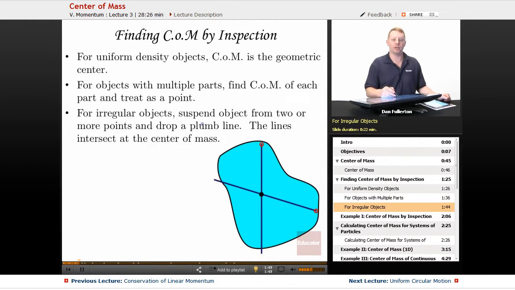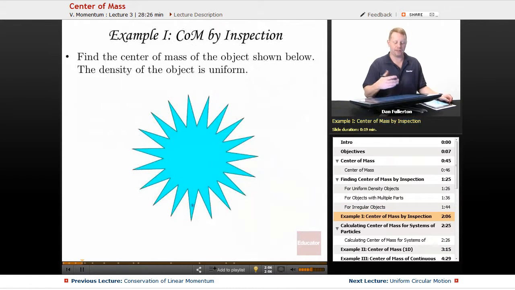For irregular objects, one way you can find it experimentally is to suspend the object from two or more points and drop a plumb line. The lines are always going to intersect at the center of mass, so if you attach it by a couple points, drop a plumb line from it, wherever they cross, right there, that would be the center of mass of the object. Now we can also figure this out by inspection, especially if we have a highly symmetric object.